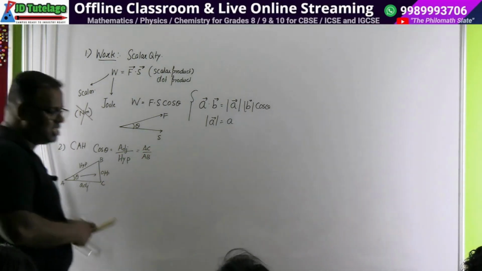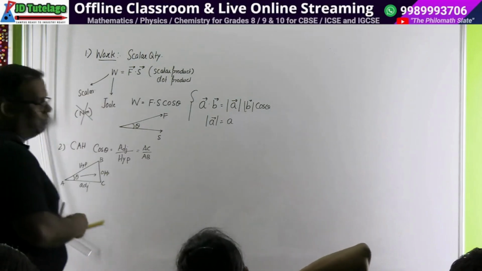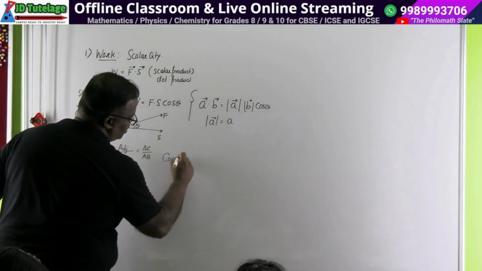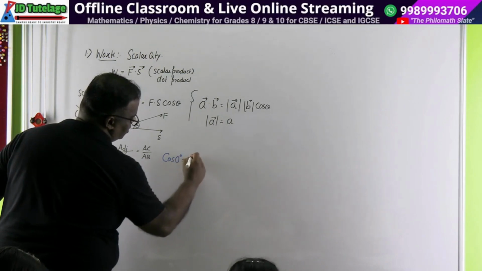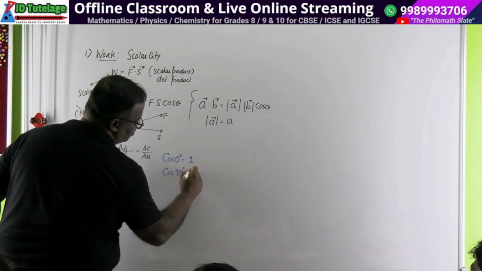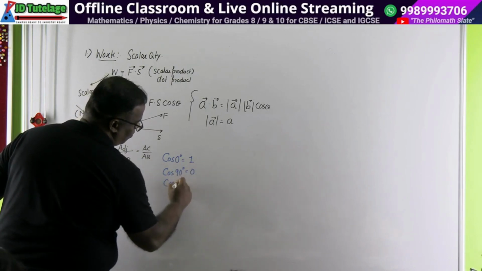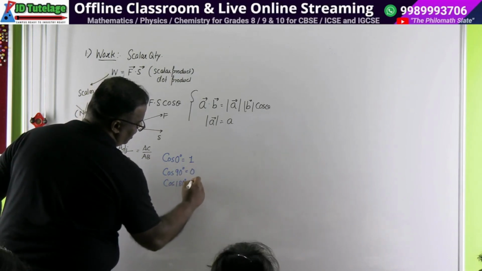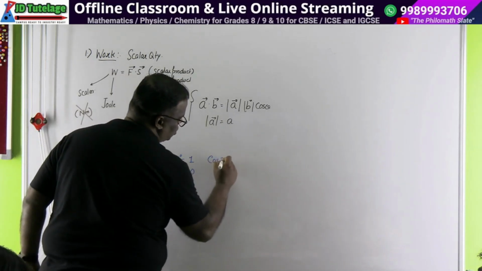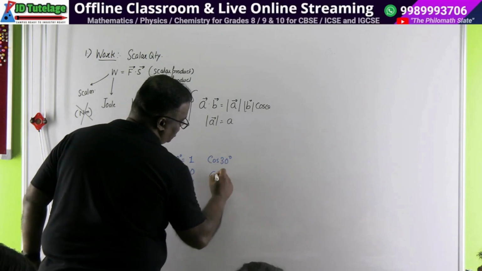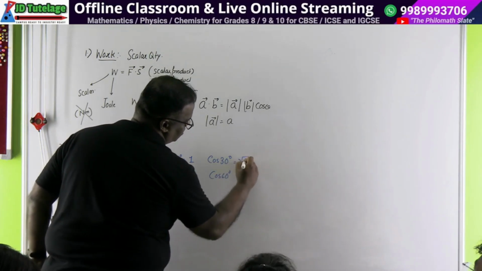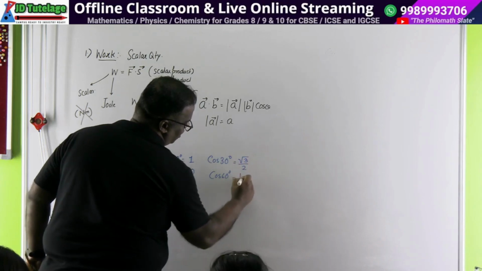In CBSE they give you the values. वो आपको values दे देता है, पर आप ये values रख लो. Cos of 0 is equal to 1. Cos of 90 is equal to 0. Cos 180 is equal to -1. बीच में 2 और छोड़ दिया. इसके ऊपर problems आते हैं. They usually may give you also cos 30 and cos 60. Cos 30 is root 3 by 2. Cos 60 is half.